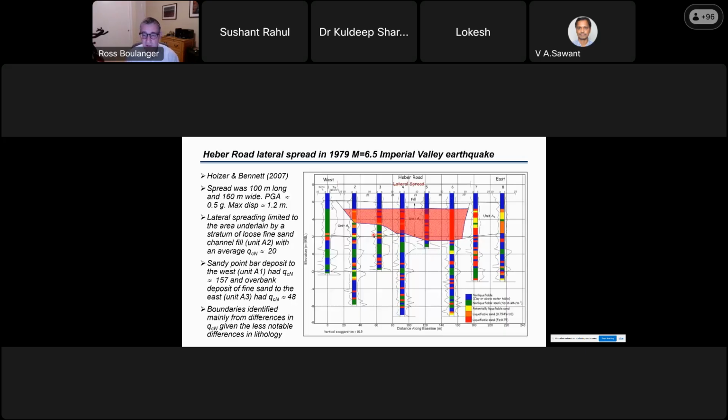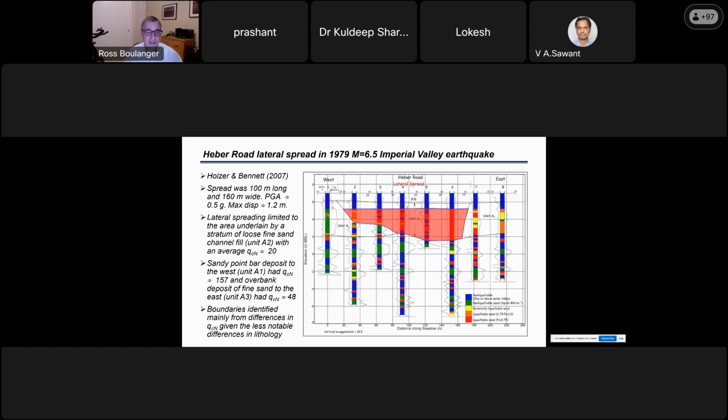And the second lateral spread I threw in is from Heber Road. It's a kind of a medium-sized lateral spread. Again, the zone of lateral spreading mapped to this unit A2. A2 is a stratum of loose fine channel fill sands. It had an average cone tip resistance, normalized to atmospheric pressure, of 20 bars. And you could tell that unit from the surrounding units.